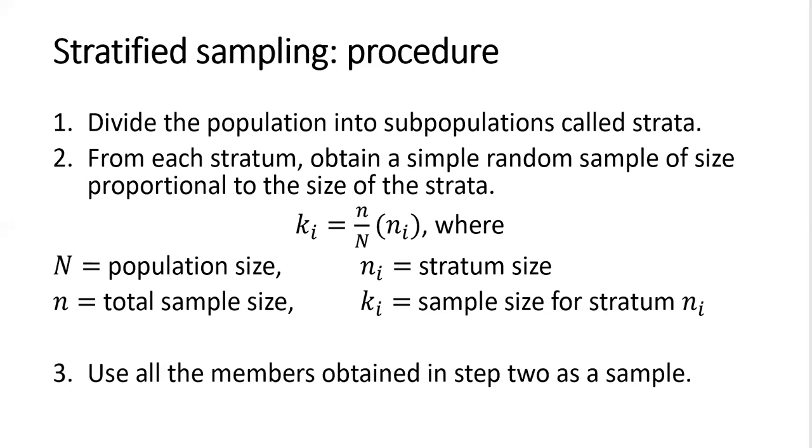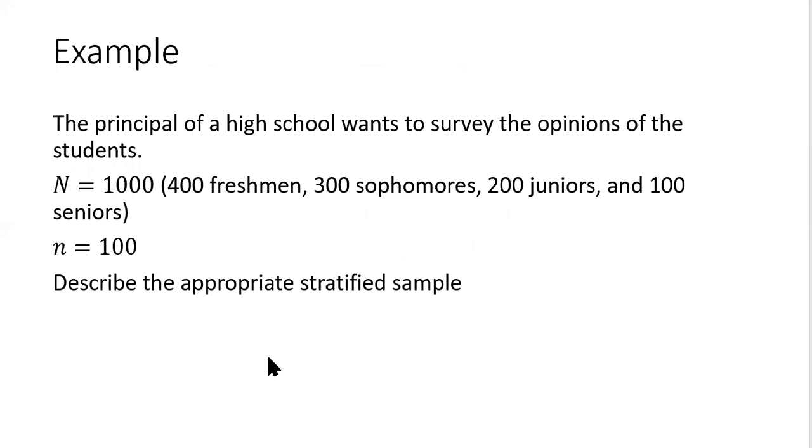And then step 3, you're going to combine all the members obtained in step 2 from each stratum into a sample. So for example, the principal of a high school wants to survey the opinion of the students, and the students are naturally divided. The school has a total of 1,000 students, and among those there are 400 freshmen, 300 sophomores, 200 juniors, and 100 seniors. The sample size that he wants is 100. 100 divided by 1,000 is 1 out of 10.